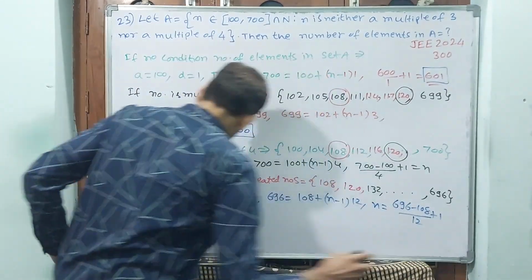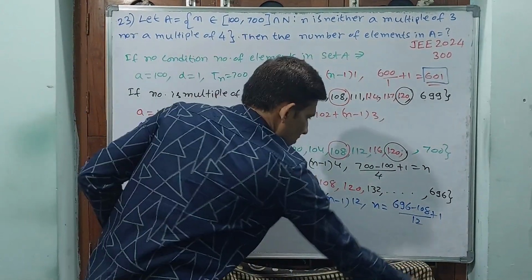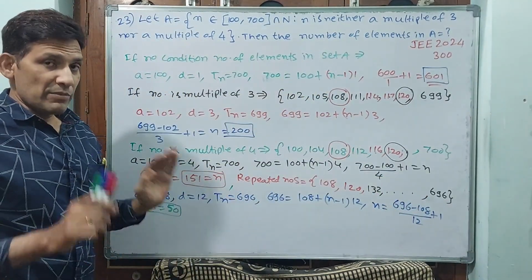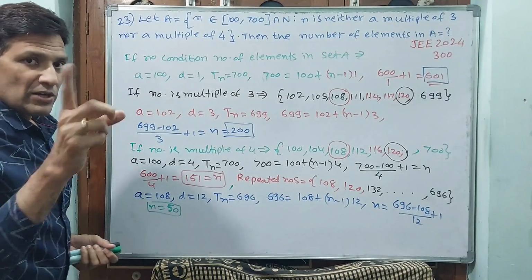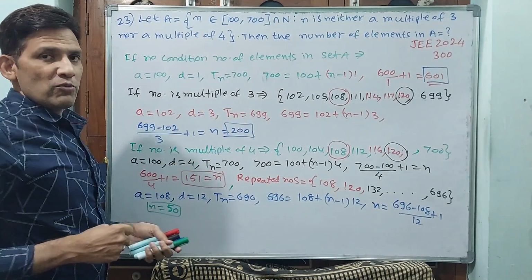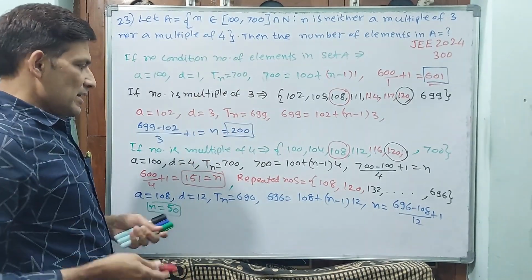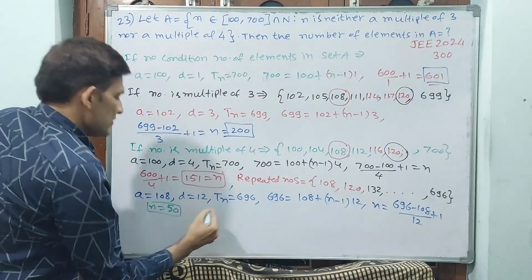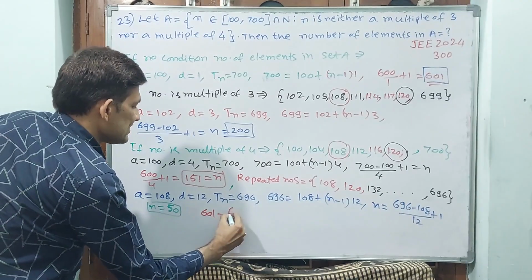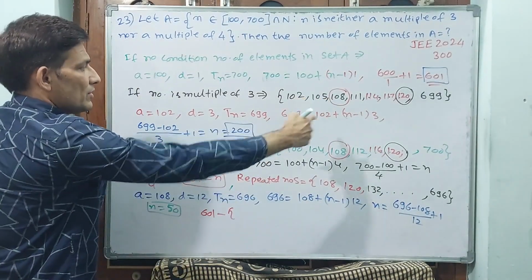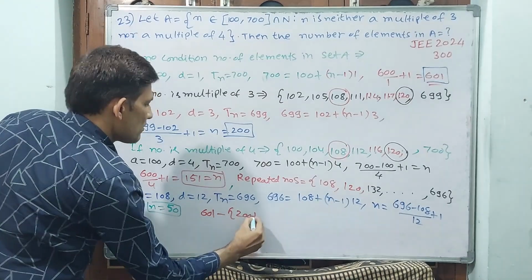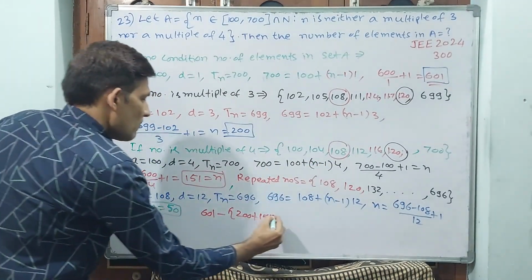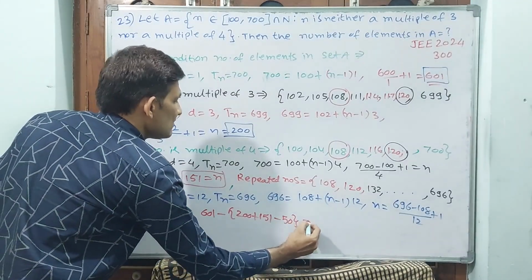That means you see, a total of 50 numbers have been repeated in both. Those 50 you have to remove. Why? Because only once you have to take them. If you remove these 50 numbers, then your answer is going to be correct. Then what you have to do is like this. Total 601 minus 200 plus 151 minus 50. This will be your answer.